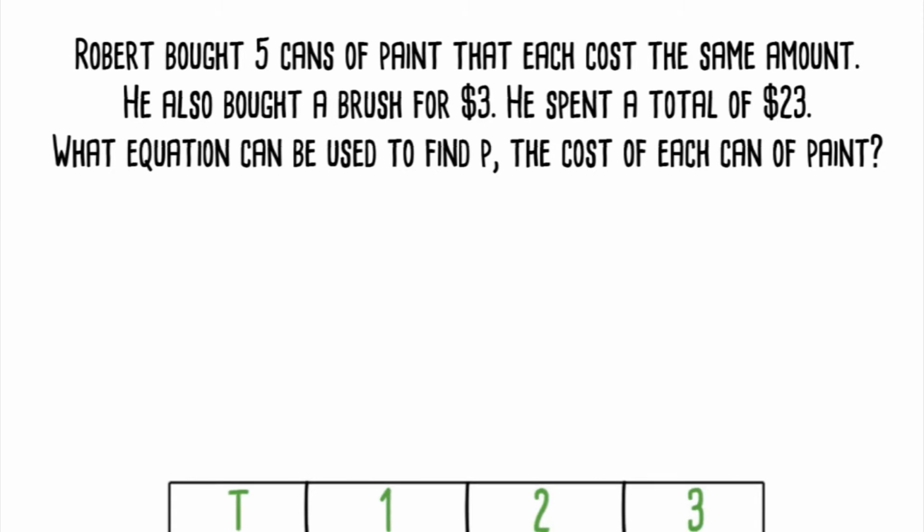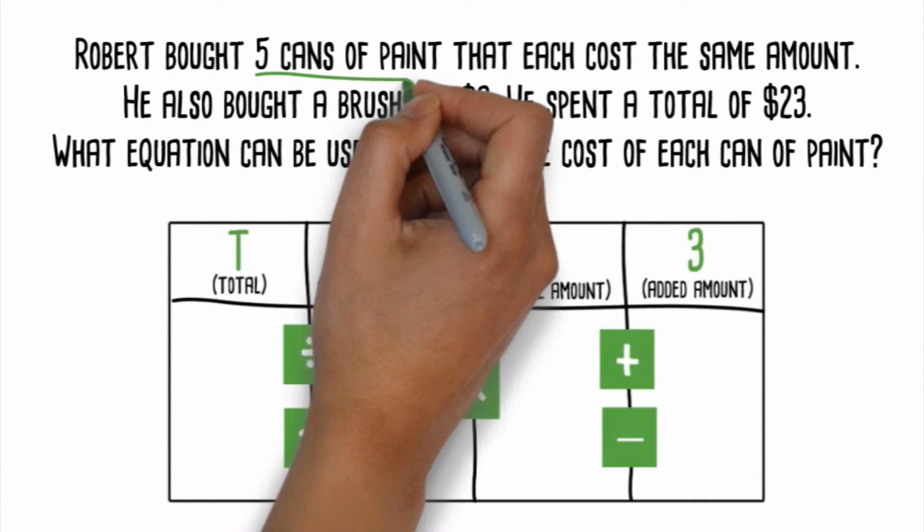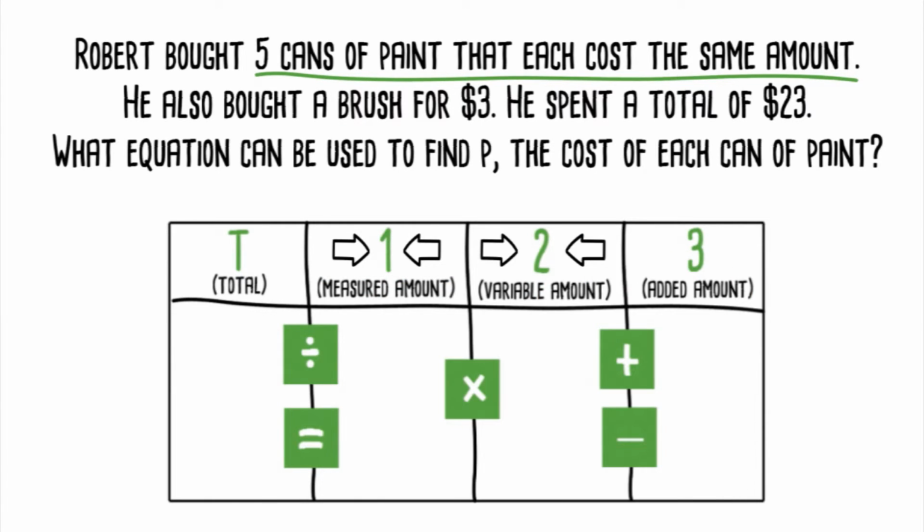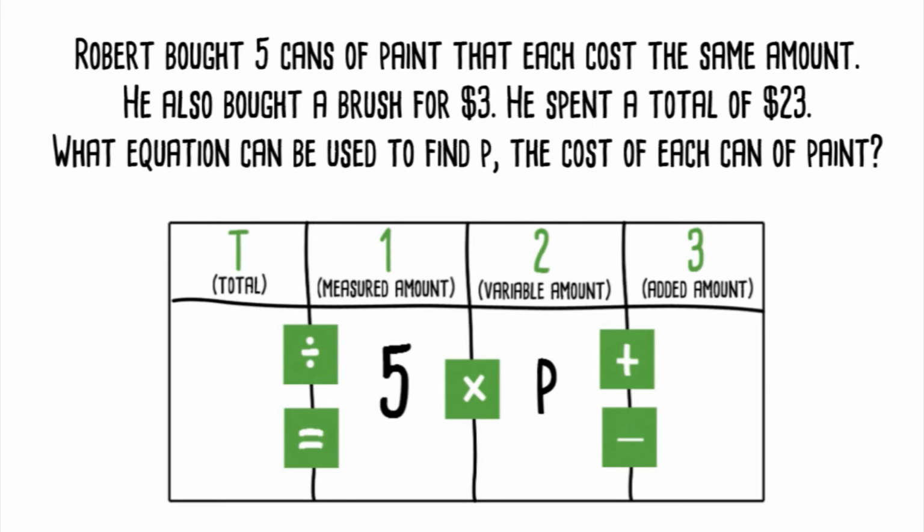As we look more carefully at the numbers, we can see that 5 cans of paint that each cost the same amount would represent the number 1 and the number 2. The 5 cans of paint is the amount that appears to be concrete, while all we know about the cost is that it is the same amount. Each cost the same amount. Therefore, the number 5 should be placed under the 1, and the unknown cost can be placed under the number 2, using the variable P for the cost of each can of paint.